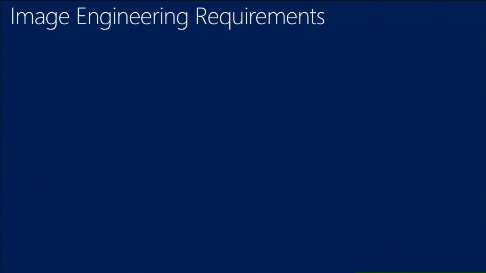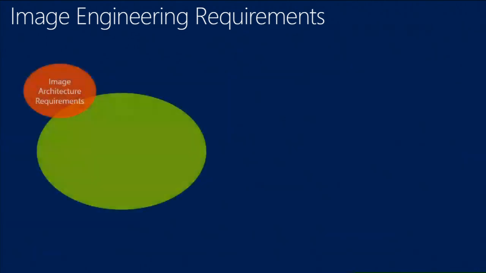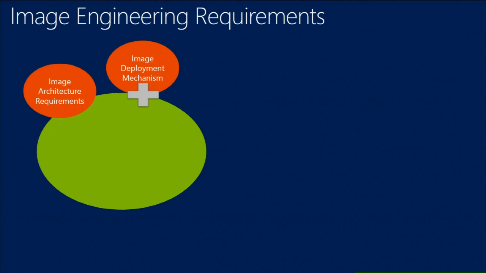So when I'm talking to customers about gathering requirements for their image engineering process, we typically go through a standard set of questions. What architecture do you want, 32-bit, 64-bit, or both? What's the deployment mechanism you're going to be using? Are you going to be using Configuration Manager to deploy the image? Is it going to be MDT to deploy the image? Is it going to be a third-party tool to deploy the image?